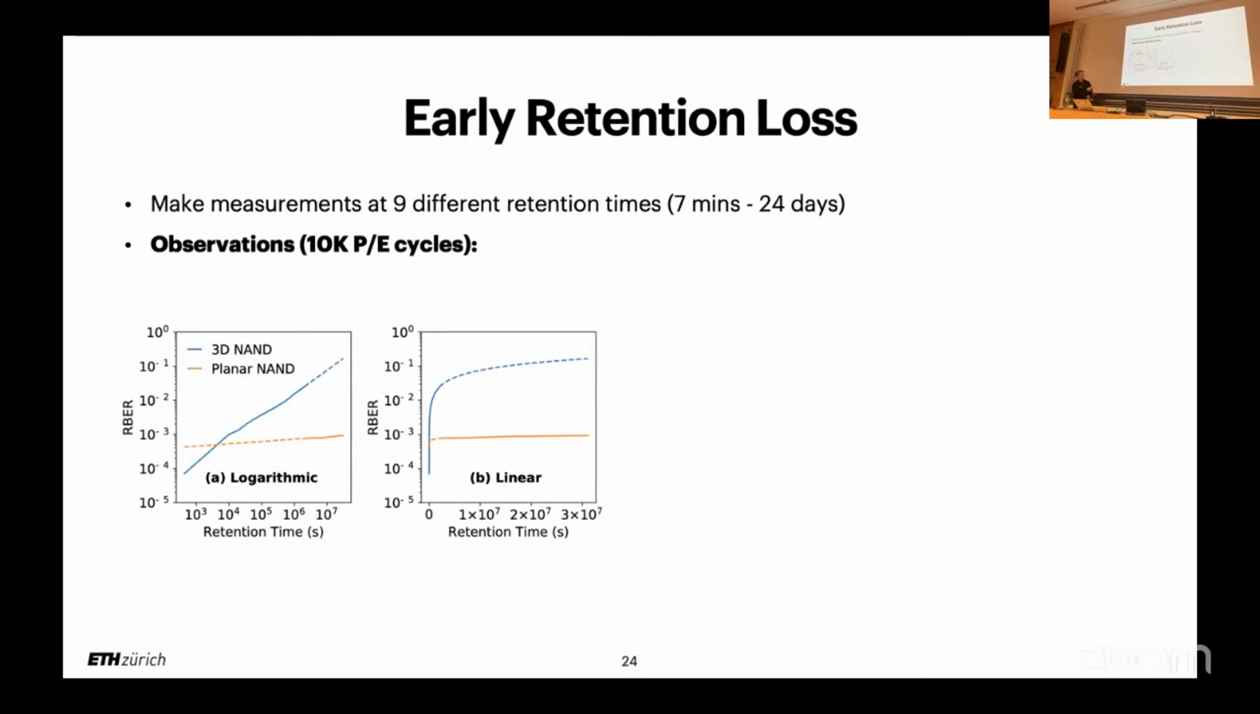Again, we use 10,000 program erase cycles to wear out the cells. And here we see a time plot, which is logarithmic here, on the time plot which is linear, we see the raw bit error rate follows basically a logarithmic trend, and it increases very rapidly right after we program, and it's basically consistently higher for 3D NAND than it is for planar NAND.